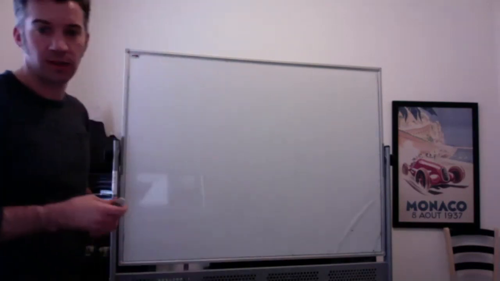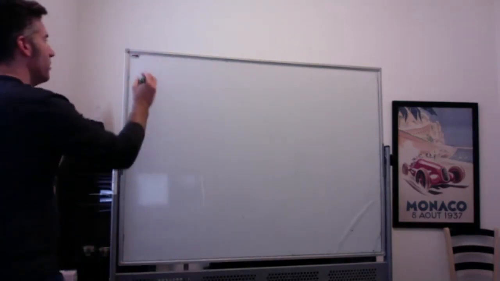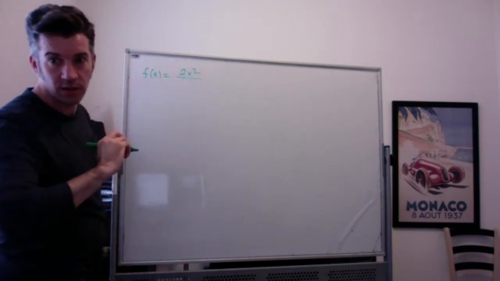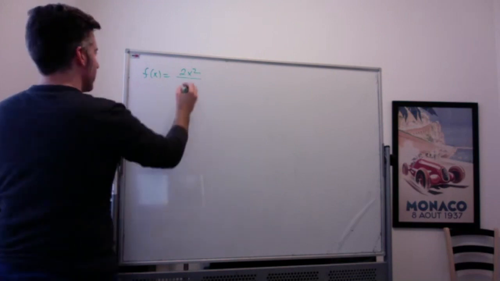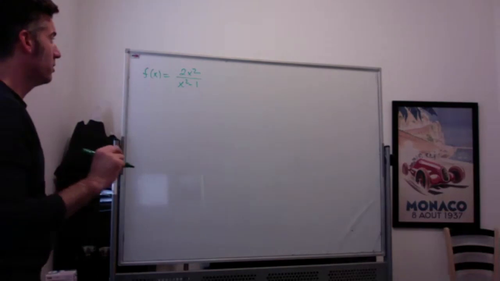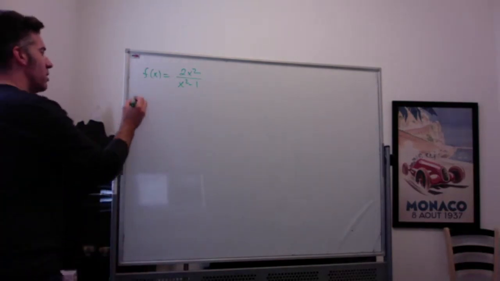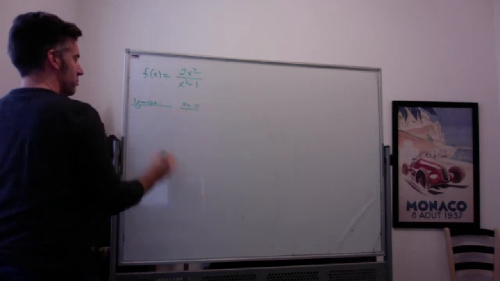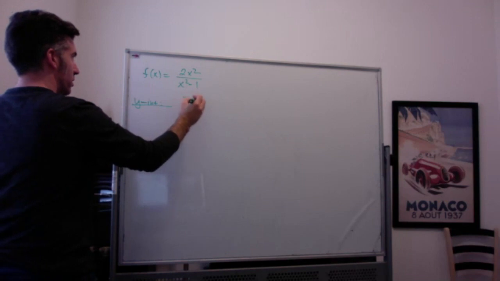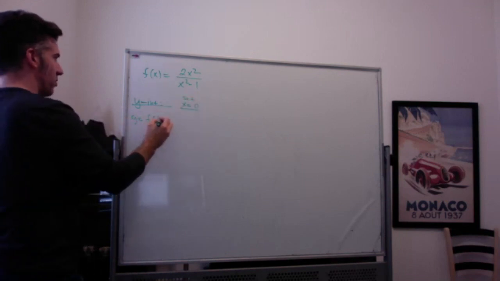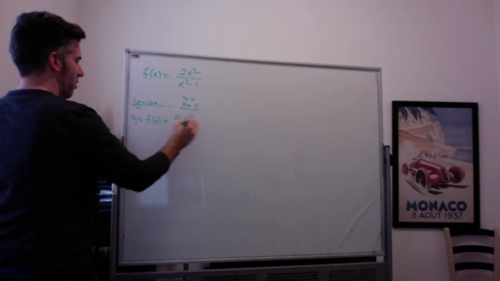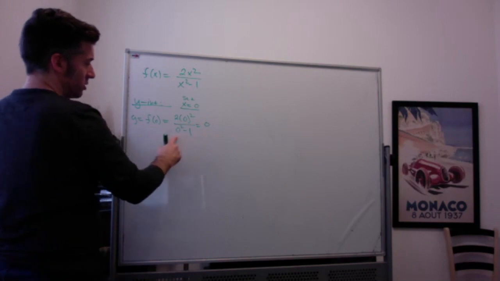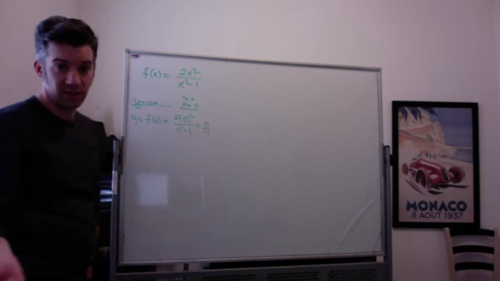Okay, so let us do this next one. f of x equals 2x squared over x squared minus 1. Minus 1? Yeah, minus 1, sure. All right, let's do all the things. Y-intercept. Set x equal to 0. So if x equals 0, y is going to be f of 0, which is 2 times 0 squared over 0 squared minus 1. 2 times 0 squared is 0. 0 minus 1 is -1. What's 0 divided by -1?